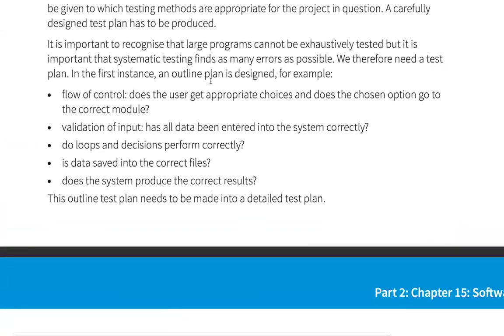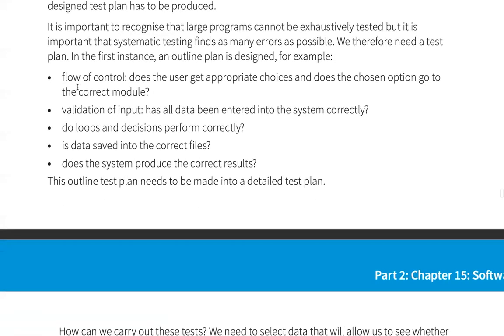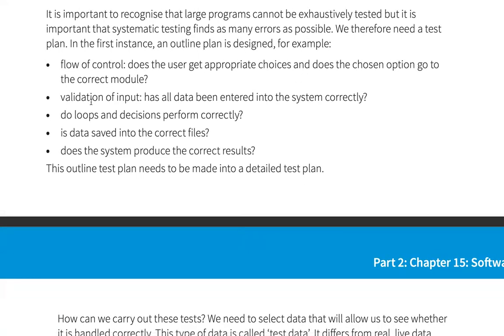Now, let's talk about test strategy, test plans, and test data. Basically, when we carry out a test plan, the outline of a test plan should highlight the flow of control. It basically means that if we have different screens in the software, does the screen show appropriate choices, and when the user selects a particular option, does the screen transition to the appropriate screen or not? Does my software have any validation on input?